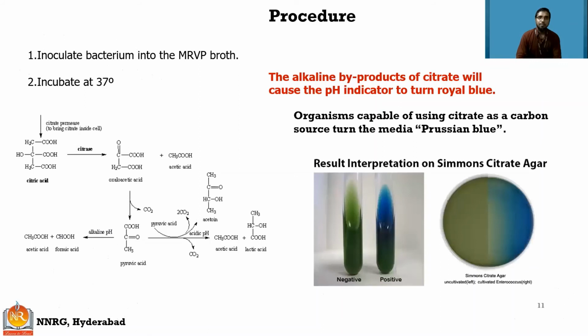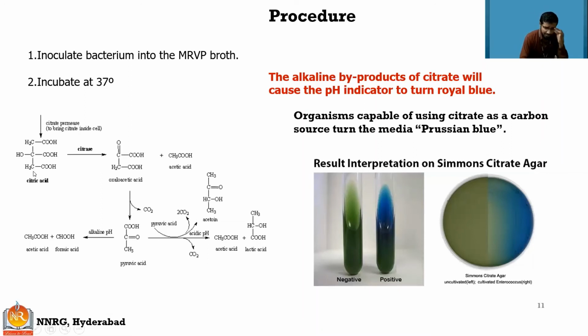The medium is taken. It also contains citrate, and after that the bacteria are added and incubated at 37 degrees centigrade. During the incubation period, the bacteria consume citrate, that is citric acid. When they consume citric acid, it will be converted to pyruvate. Let us see the reaction here.